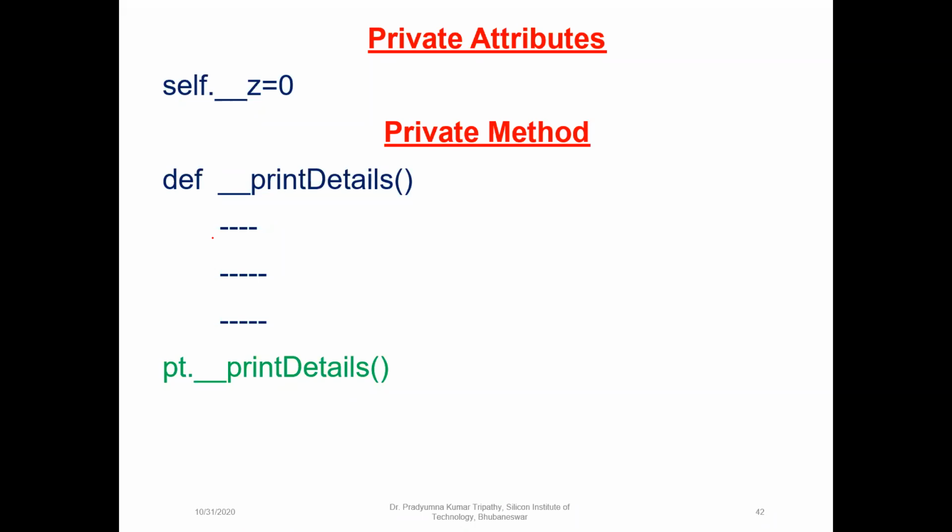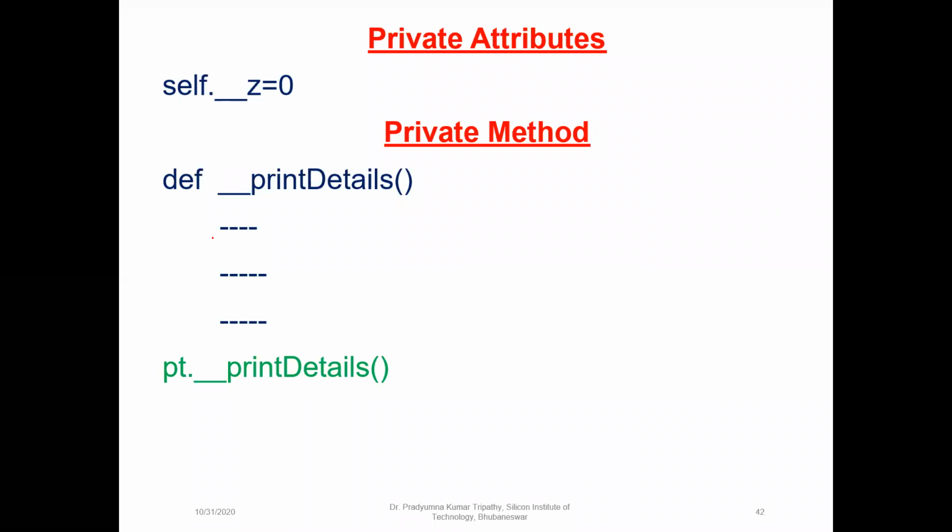So self.z and self.__z are two different scopes. Self.z means z is a data member, but it's public. Self.__z is a data member, but it is private. So once it is private, it cannot be accessed outside of the class, not even through its own object.